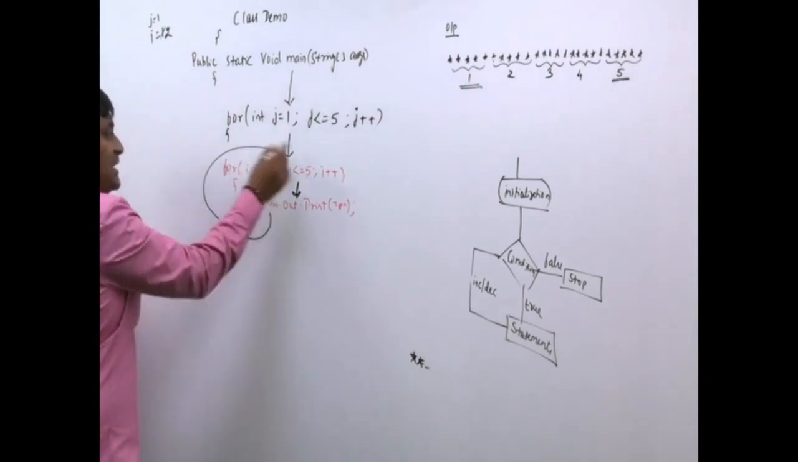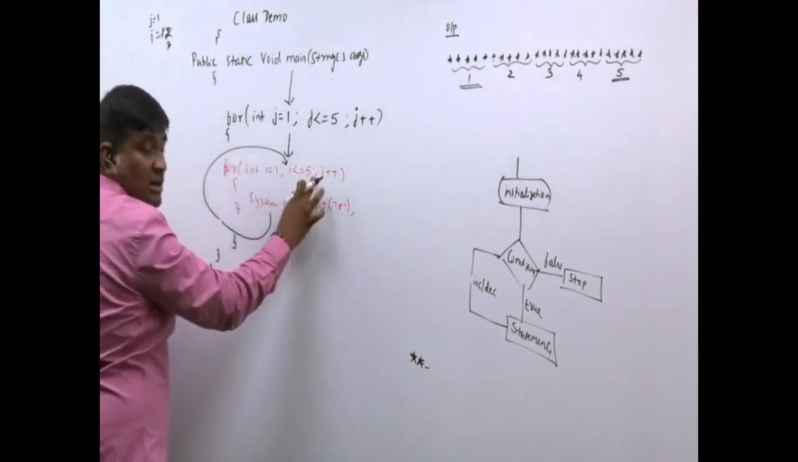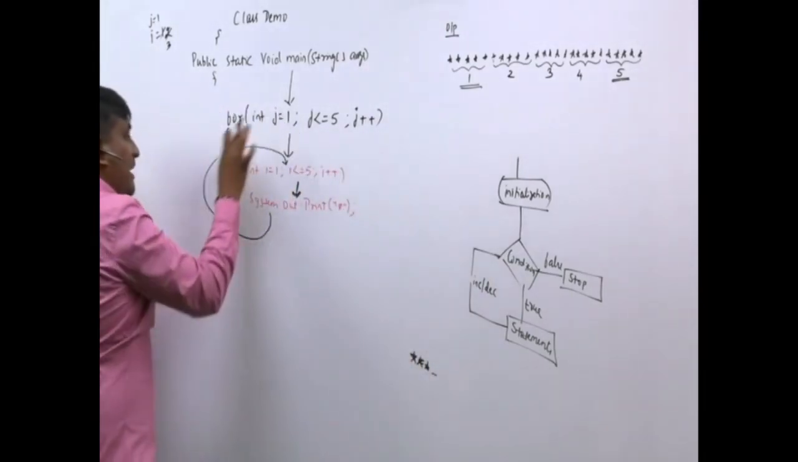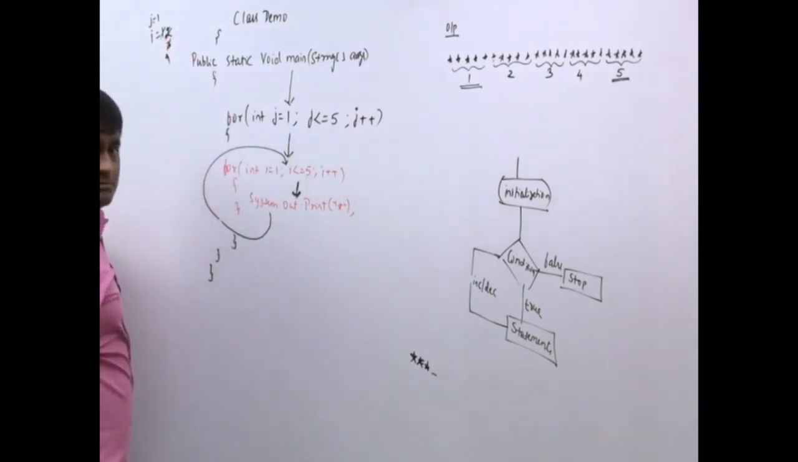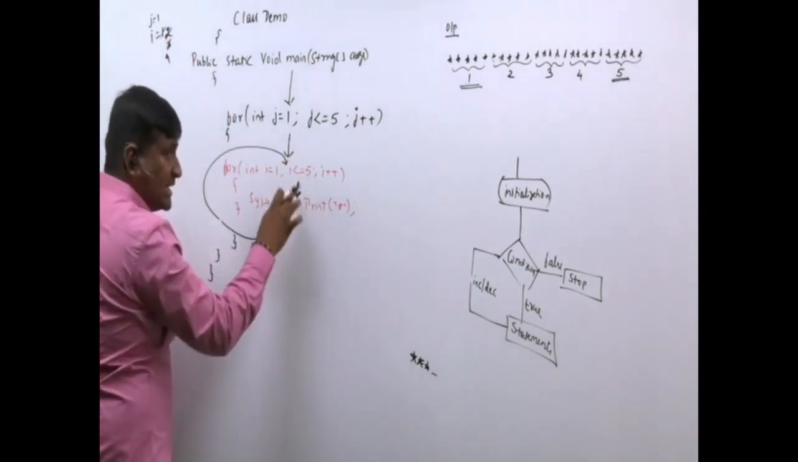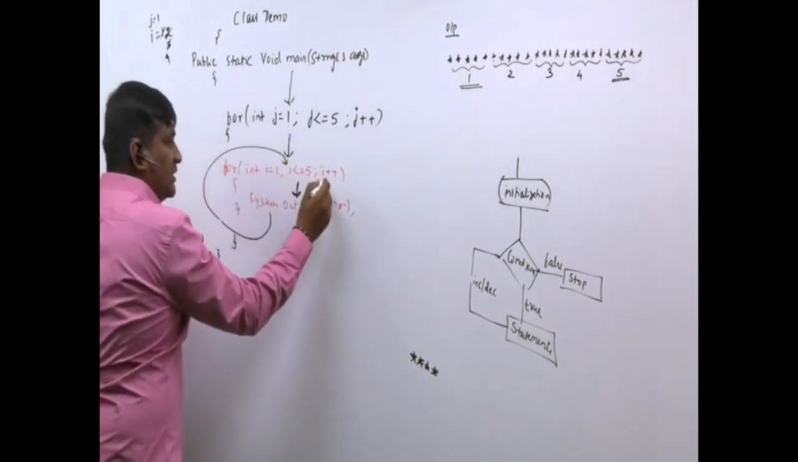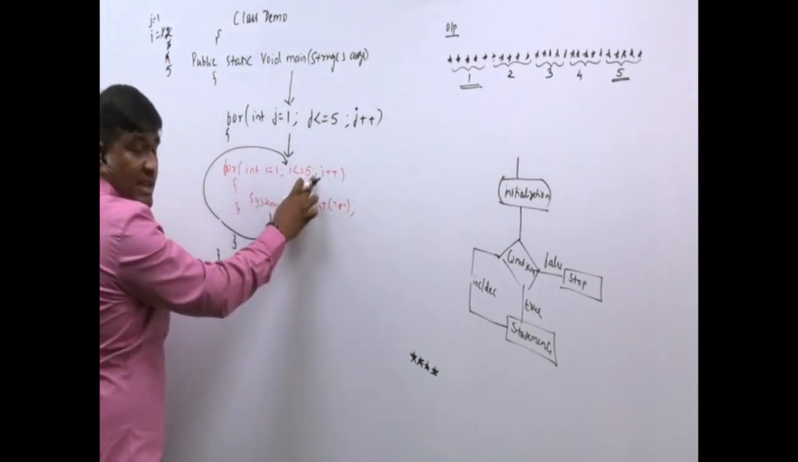Now before going and checking the condition, I will increment the value of i, it becomes 3. Is 3 less than or equal to 5? Yes, come inside. Print star. Again go back and check the condition. Before that you should increment the value, 3 becomes 4. Is 4 less than or equal to 5? Yes, come inside. Print star. After that go back and check the condition. You should increment. i gets incremented to 5. Is 5 less than or equal to 5? Yes, come inside.